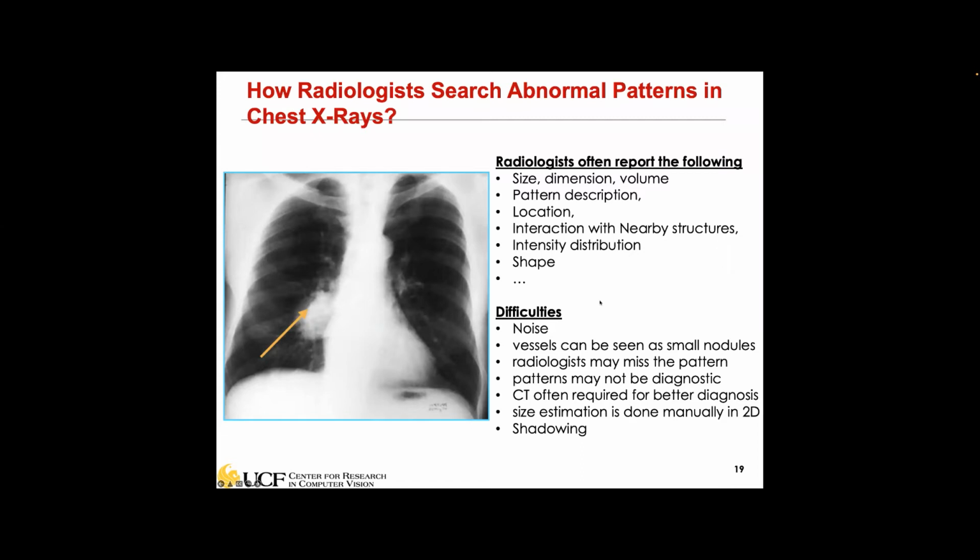Okay, but there are some difficulties in searching for these abnormal patterns in chest X-rays, for a couple of reasons, such as noise, right? So we may have some noise during the imaging process, maybe caused by the hardware, or maybe caused by patient movement, right? And also the vessels can be seen as small nodules, so these small nodules may be mistakenly identified as vessels or vice versa, okay?